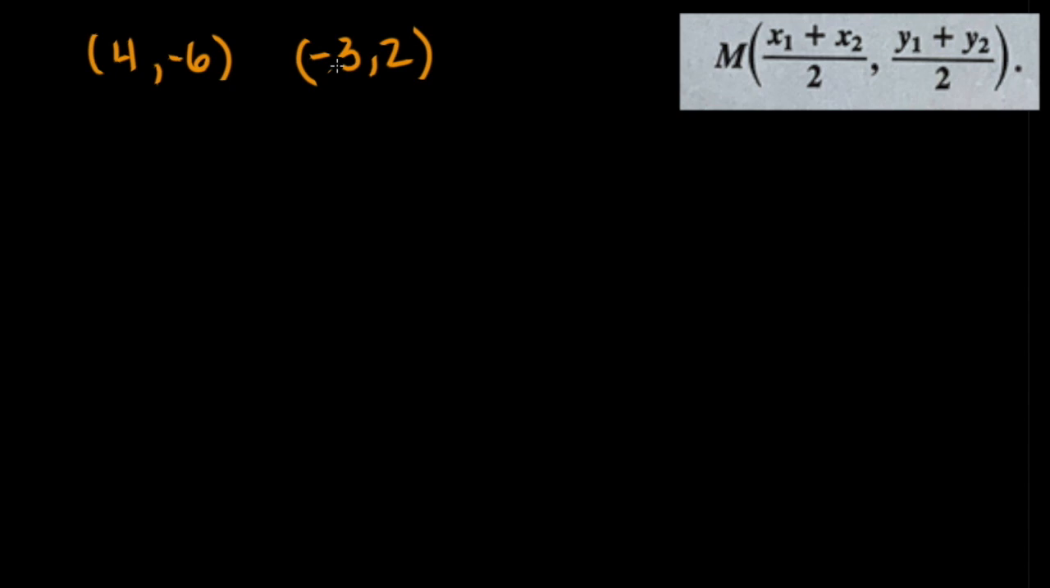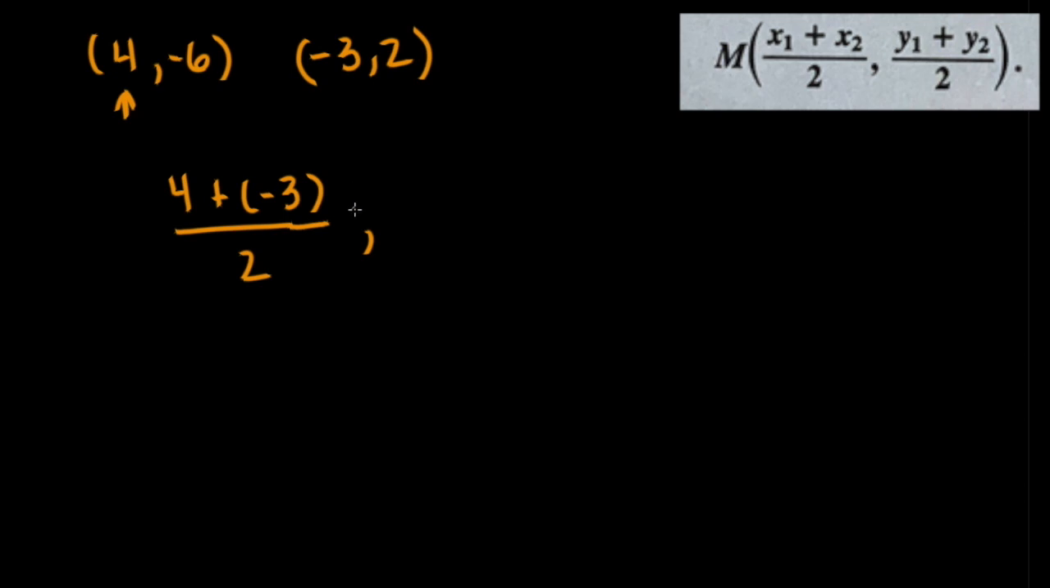Let's go ahead and try to find the midpoint of a line segment joining different points on a graph. Here are our first points. Let's go ahead and substitute them into our formula. So our first formula says the first x-coordinate plus the second x-coordinate divided by 2. Our first x-coordinate is the number 4. And our second x-coordinate is the number negative 3. So 4 plus negative 3 divided by 2 is going to be the x-coordinate of our midpoint.